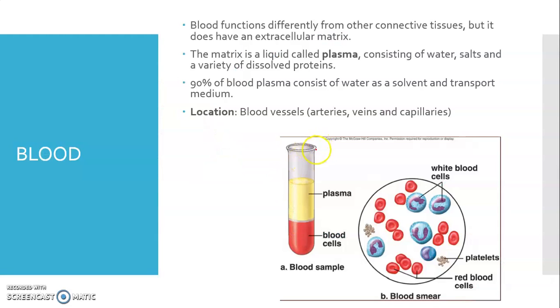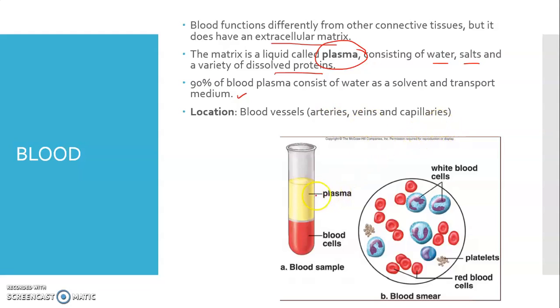Okay, and then we go to the blood. For the blood, the function is quite different compared to the other connective tissue, but it still has an extracellular matrix. The extracellular matrix for the blood is the plasma. The plasma consists of non-living materials: water, salts, and also a variety of dissolved proteins. About 90% of the blood plasma is water as the solvent, and it is the main transportation medium, for gases and also other nutrients and even hormones. The blood is located in the blood vessels, either in the arteries, veins, and also the capillaries.